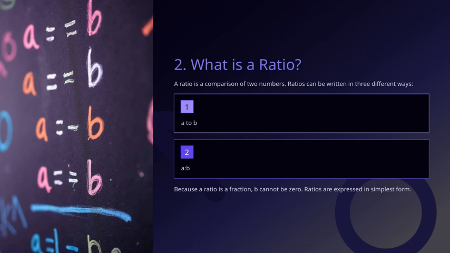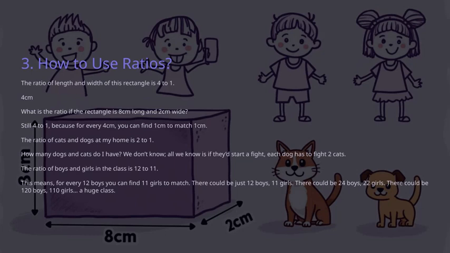Also, when we write ratios, we want them in their simplest form, meaning we reduce them to the smallest numbers possible without changing their value. This makes the comparison clearer and easier to interpret. Understanding ratios is fundamental because it ties into many other concepts in math and real-world applications, helping us compare quantities effectively. All right, let's talk about how to use ratios.